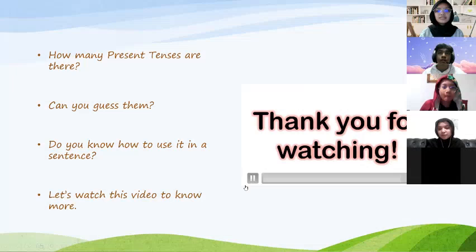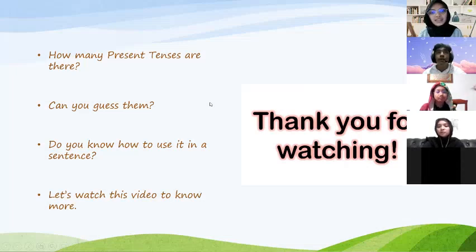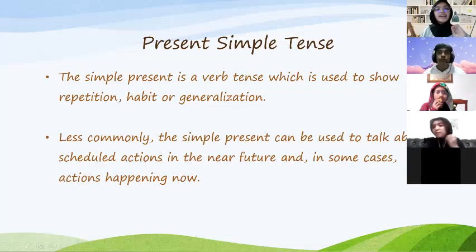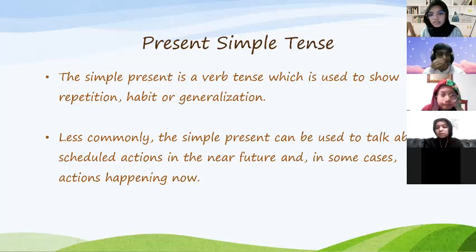Alright. So that's all I will show you for this. Now let's continue to the next slide. Let me explain to you. There are 4 types of present tenses. We have present simple, we have present perfect, we have present continuous, and we have present perfect continuous.